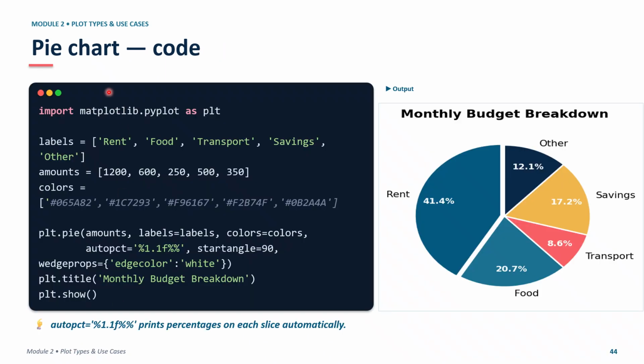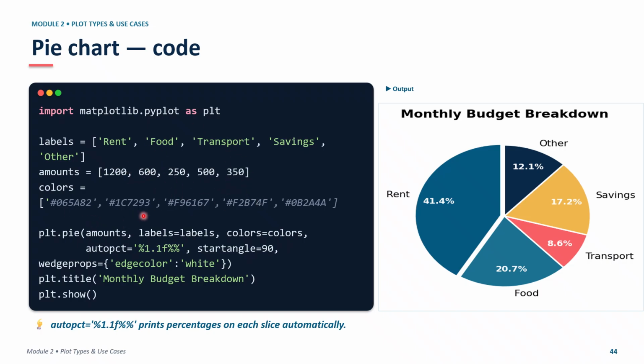And let us look at the pie chart code. Here let us import the matplotlib library, and let us give the labels as rent, food, transport, savings, and other. And I'm giving the amounts: 1,200, 600, 250, 500, 350. These are just raw values, and matplotlib will automatically convert these raw values into percentages. That's the beauty of matplotlib.